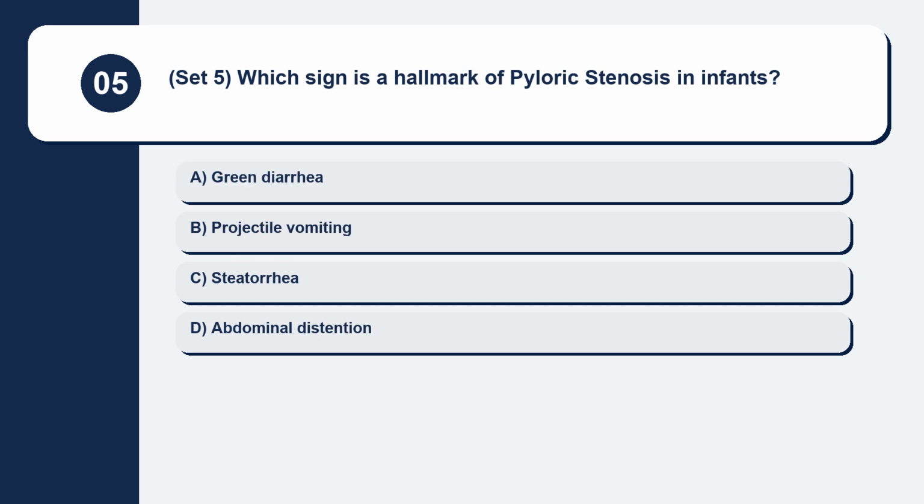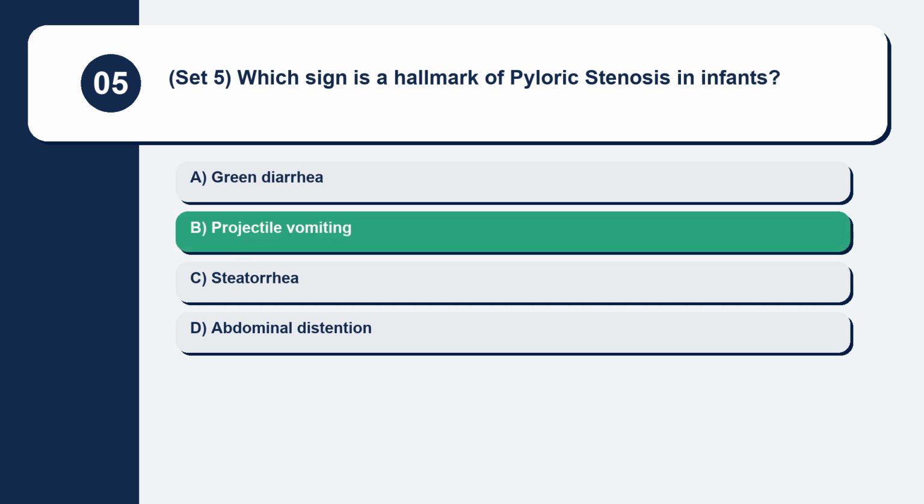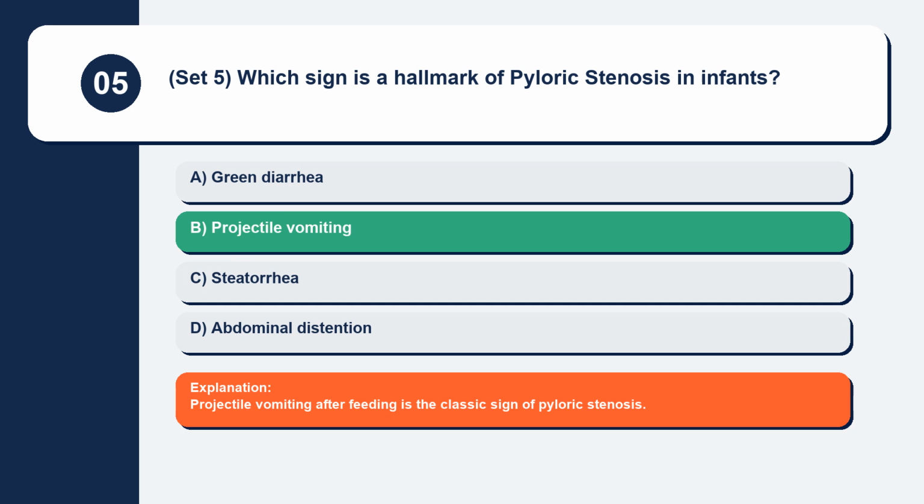Question 5, Set 5. Which sign is a hallmark of pyloric stenosis in infants? Green diarrhea, projectile vomiting, steatorrhea, abdominal distension. Projectile vomiting after feeding is the classic sign of pyloric stenosis.